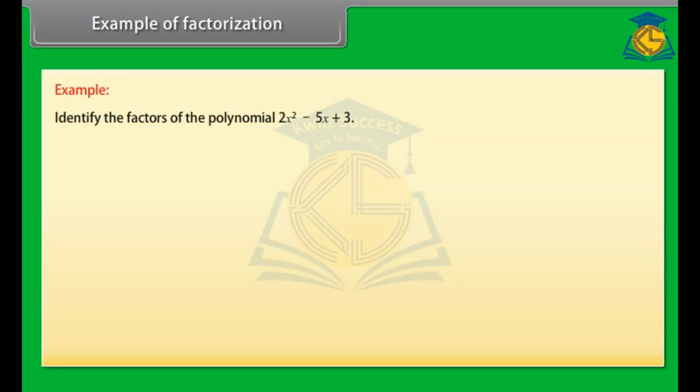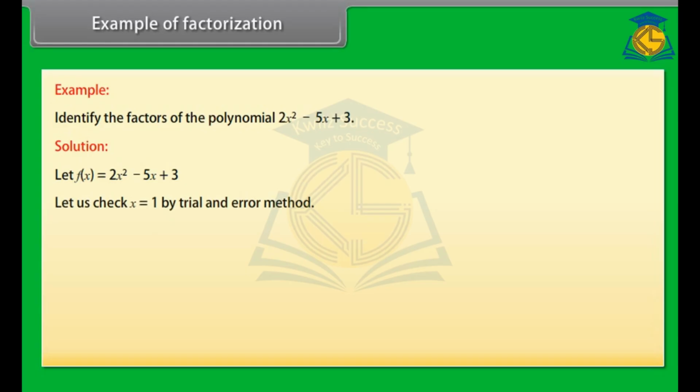Example of factorization. Example. Identify the factors of the polynomial 2x^2 minus 5x plus 3. Solution. Let f(x) is equal to 2x^2 minus 5x plus 3. Let us check x is equal to 1 by trial and error method. Then f(1) is equal to 2 into 1^2 minus 5 into 1 plus 3, which is equal to 2 minus 5 plus 3, which equals 0.